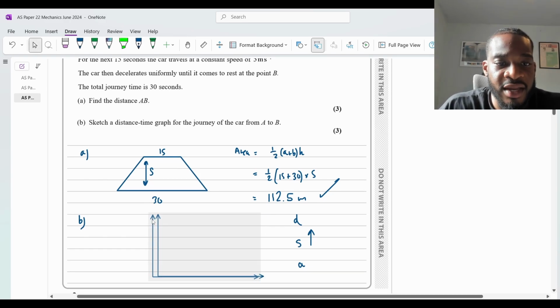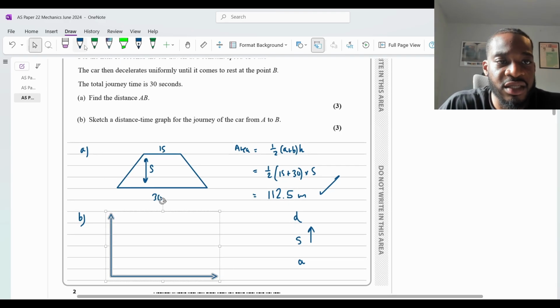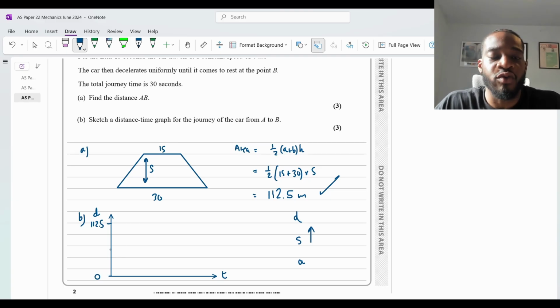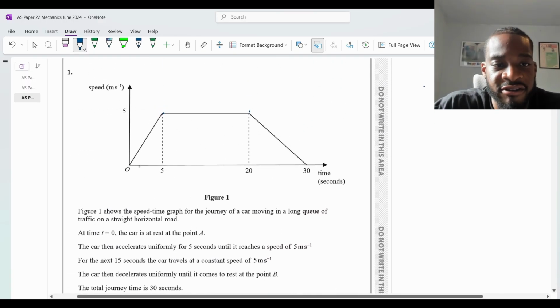Okay, and then we're going to call this the distance. This is going to be the distance axis here. This is going to be the time axis here. Now we know the distance it travels to. It goes to 112.5, so I can put that there. And then essentially, what we want to do is just draw what this graph will look like throughout its journey. So let's start with the first part of the journey, which is the first 5 seconds.